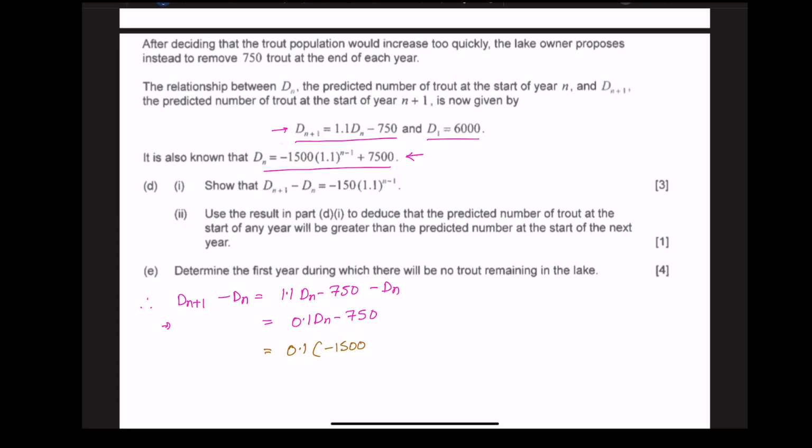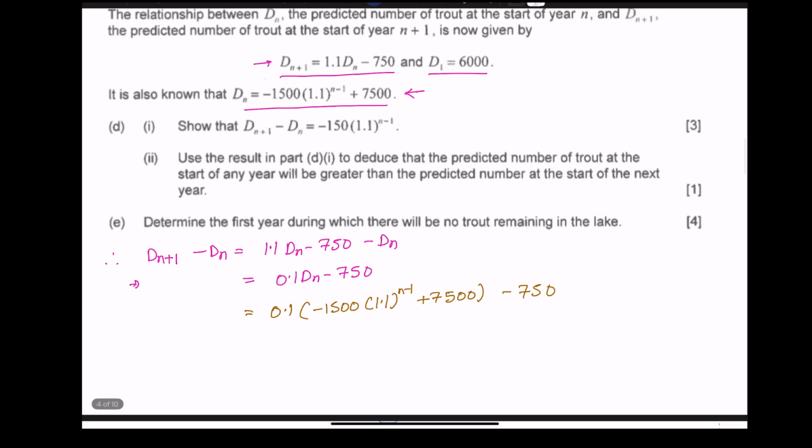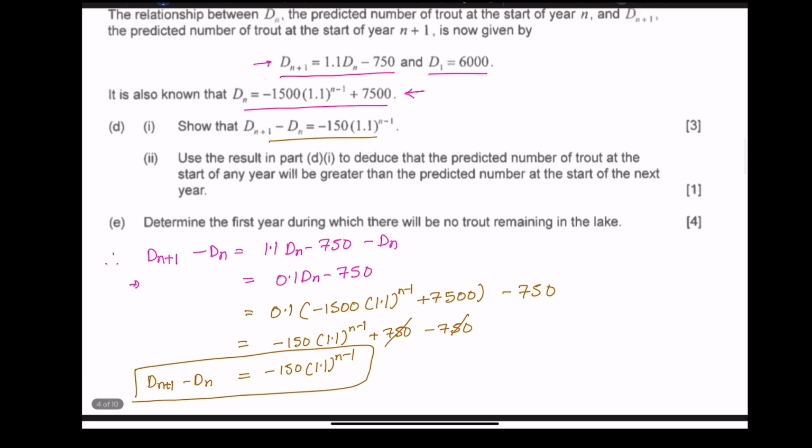Minus 1500 plus 7500 minus 750. Now if I open the brackets, what I'll get is minus 150 (1.1 to the power of n minus 1) plus 750 minus 750. Now these two will get cancelled out. So finally I'll get d of n plus 1 minus dn equal to minus 150 (1.1 to the power of n minus 1). This is exactly what we need to show here.